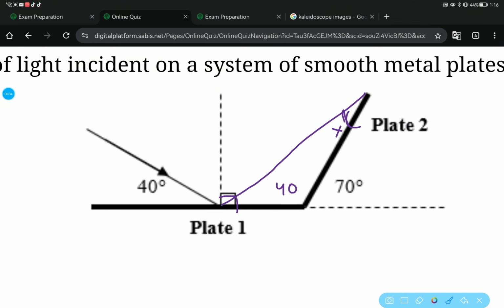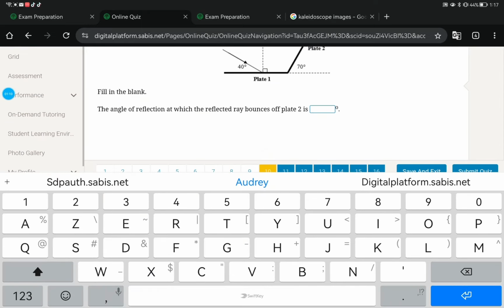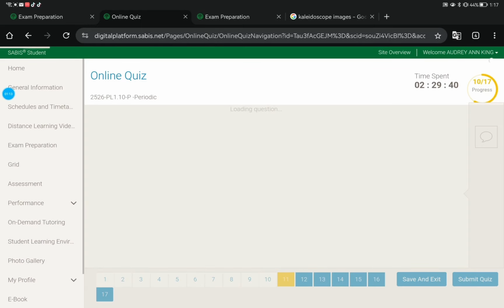So if this is perpendicular, that means it's 90. Now to get the angle, we need to do 90 minus 40, which gives you 50. So that's, hold on, that's this one, 50. And this is going to be 70. Now, of course, if we just need to get x, we do 180, because the sum of all angles in a triangle is 180, so 180 minus 70 minus 50, you get 60, and that's your answer. It's very simple once you know how to solve it.